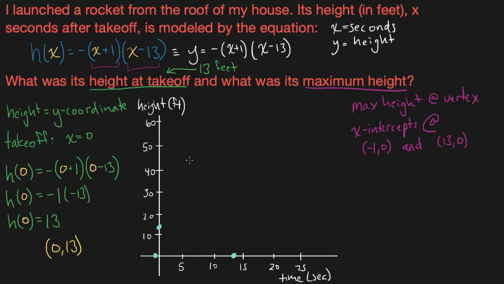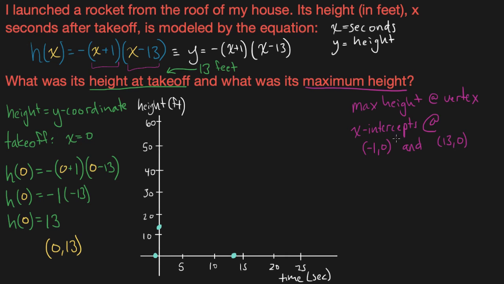Now I just need to find out where my vertex is in order to finish graphing this and to find out what the maximum height that the rocket reached was. So remember, my axis of symmetry will be halfway in between these 2 points. And that's the nice thing about parabolas, is that they're always symmetric. So I know if I have an x-intercept here and an x-intercept here, then my axis of symmetry will be halfway in between. And so what is halfway between -1 and 13?